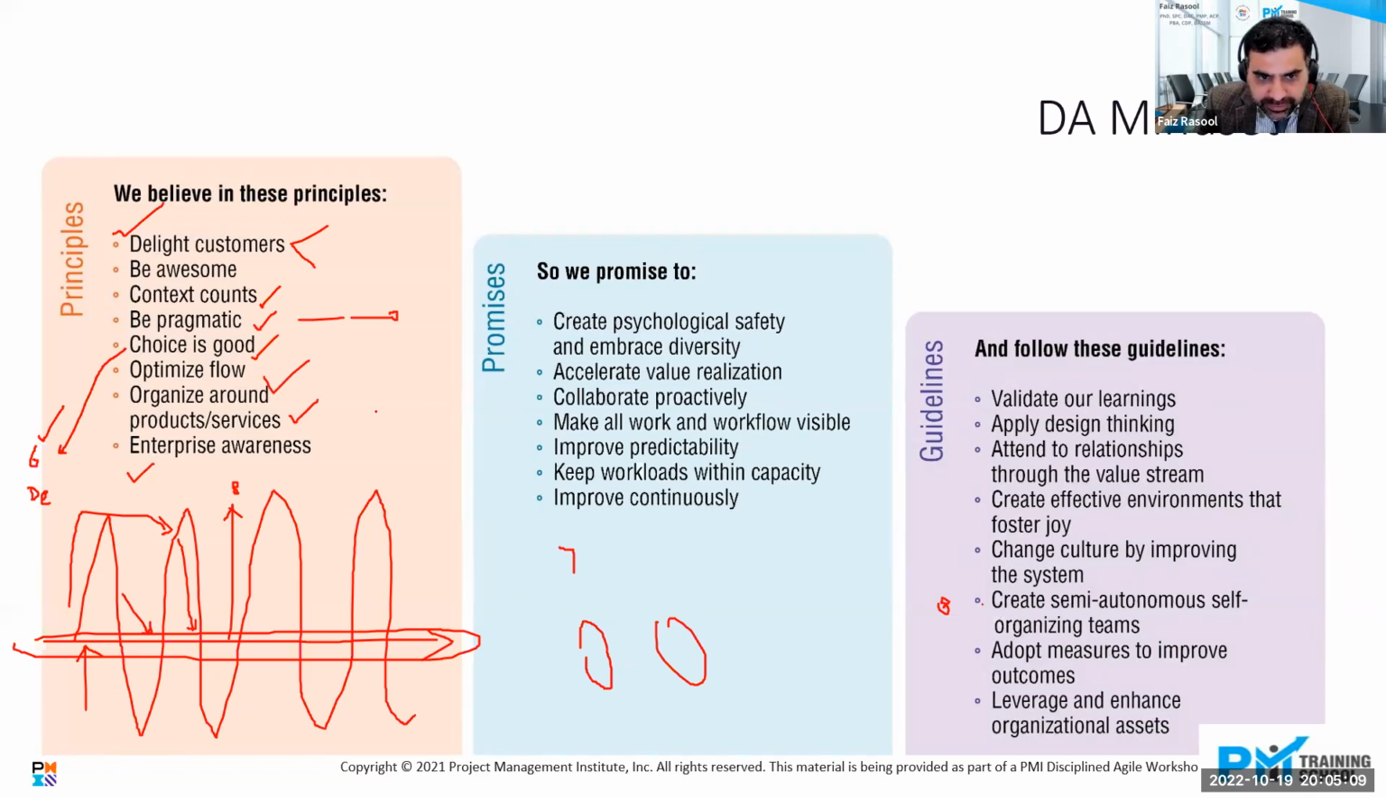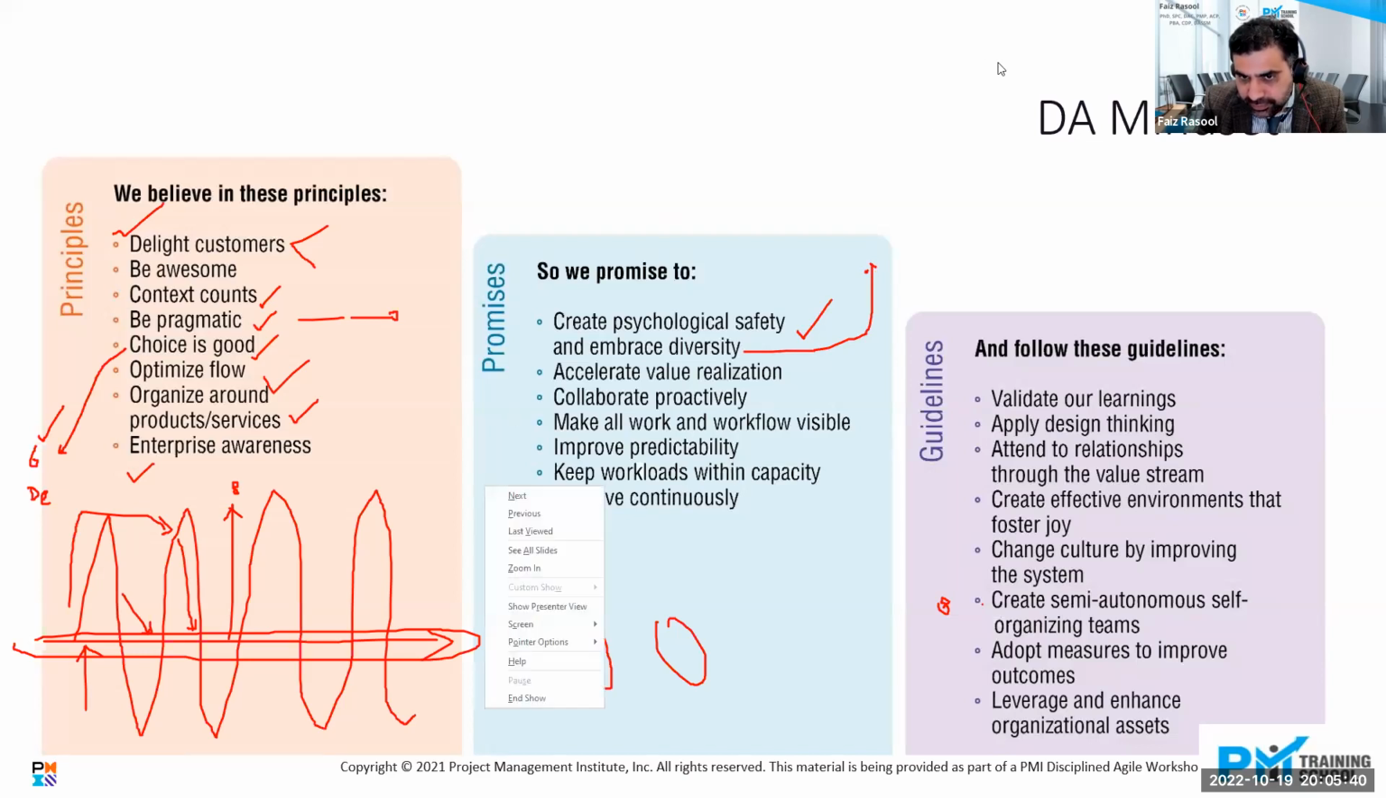So, different principles. And then promises. These are the promises we make between ourselves, with other teams, and with other stakeholders. And the purpose is to do things good. And promises include psychological safety and embrace diversity. You know about psychological safety, isn't it? And then diversity. When we talk about diversity, diversity could be based on many different factors.